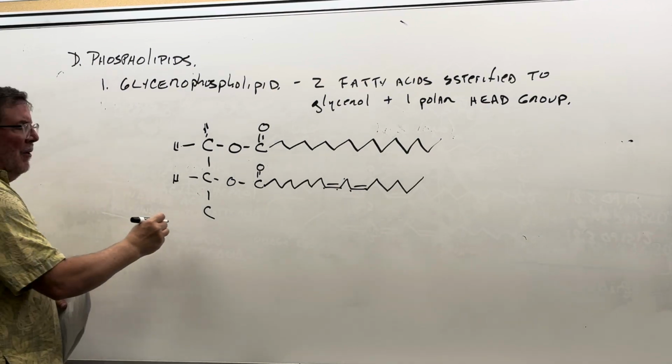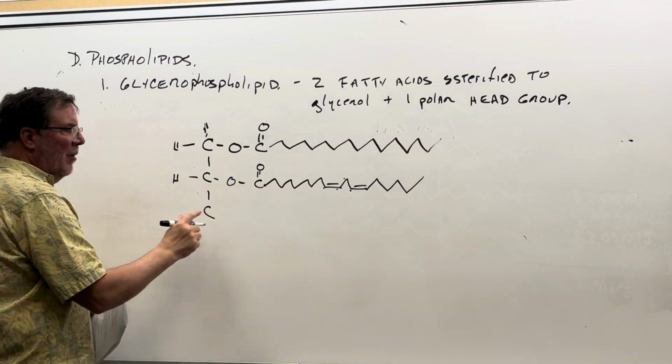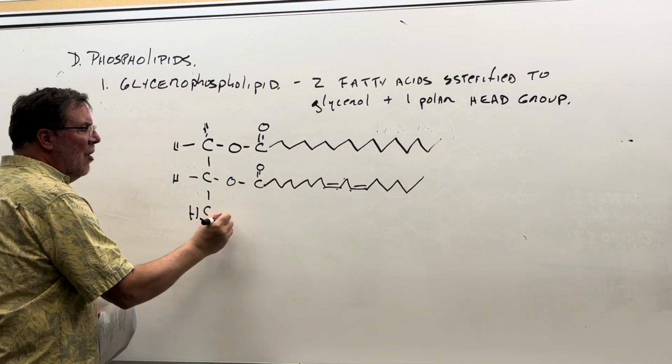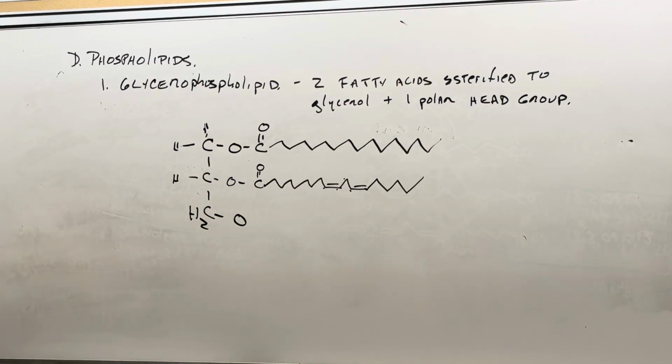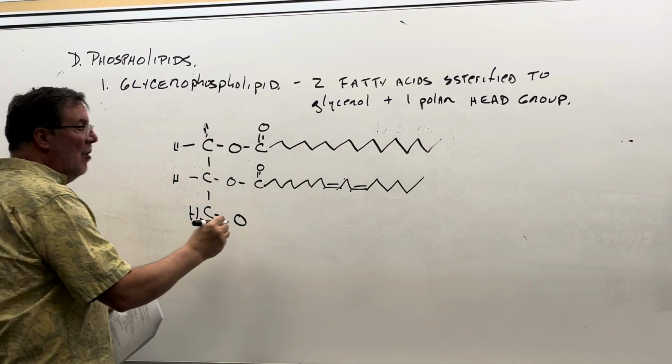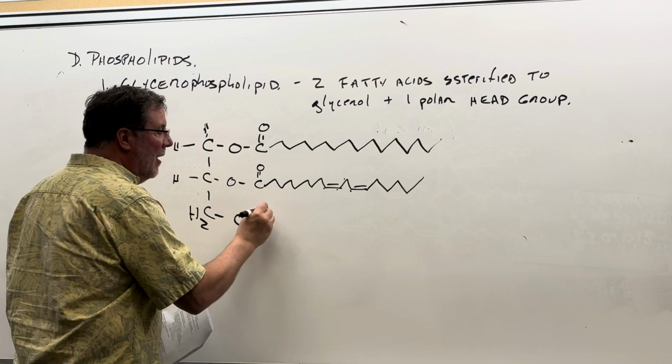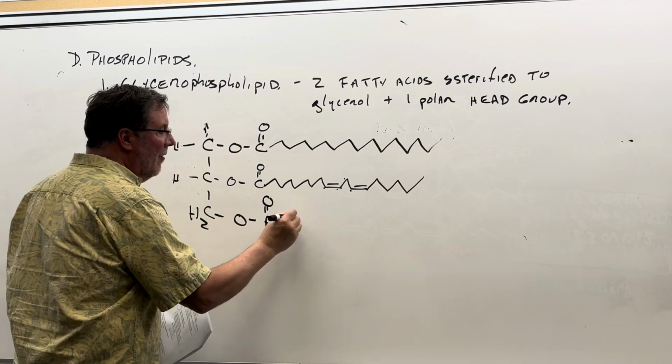But at this third position, a triacylglycerol would have a third one here. But rather than doing that, we're going to put some sort of polar head group. And the most simple one is if we just put a phosphate. So now we have a phosphate ester there.